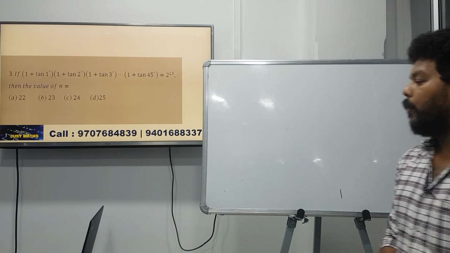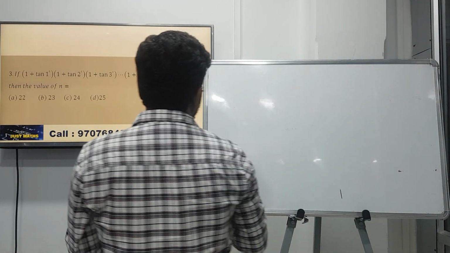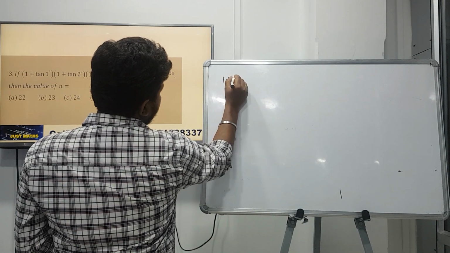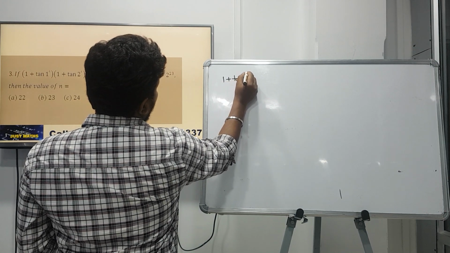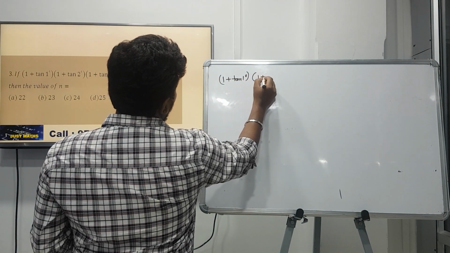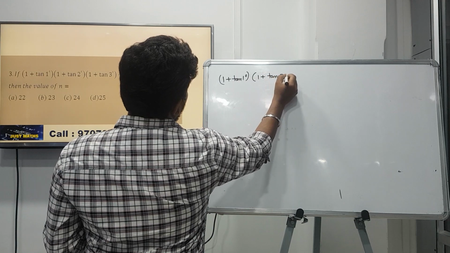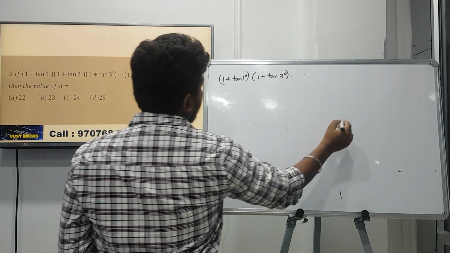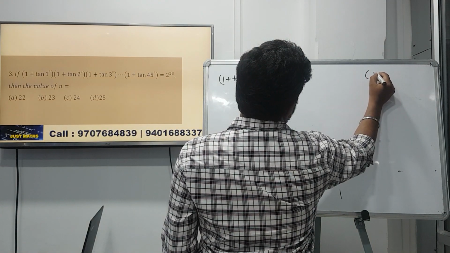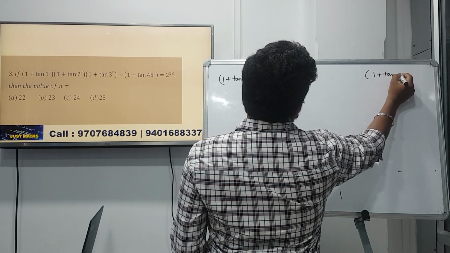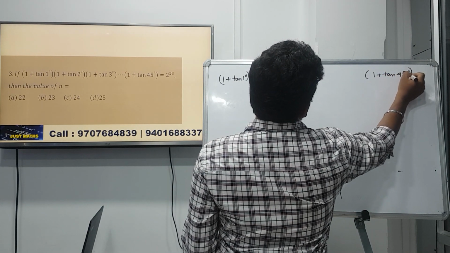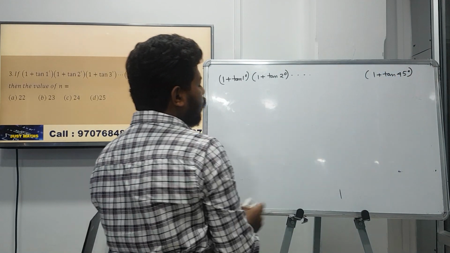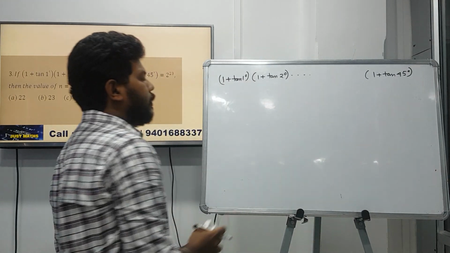Okay. Now you are given 45 such terms: (1 + tan 1 degree), (1 + tan 2 degree), and so on up to (1 + tan 45 degree). This is a very good question. Nice question.